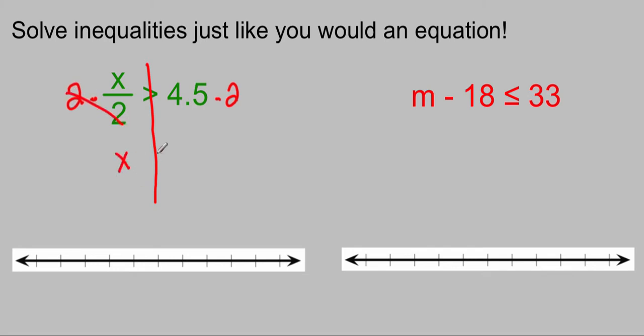So we're left with x. The inequality slides down. Don't just put an equal sign there. Put your inequality. Off to the side, we can do our math. 4.5 times 2 is 9 and a 0, but I have 1 decimal point in the problem, so I have 1 decimal place in my answer. So I get x is greater than 9.